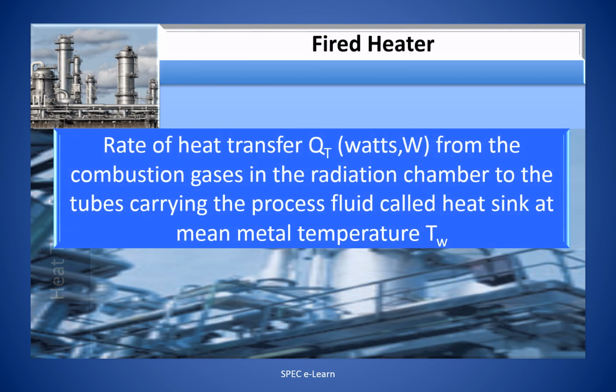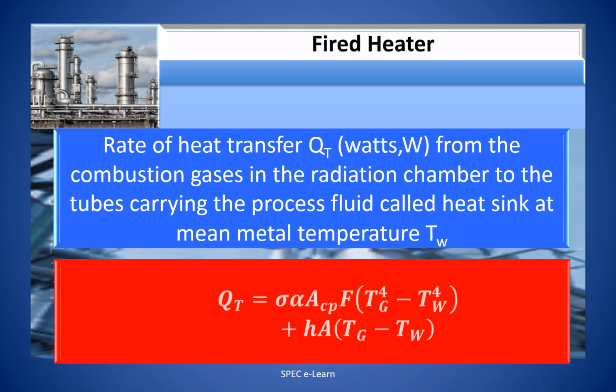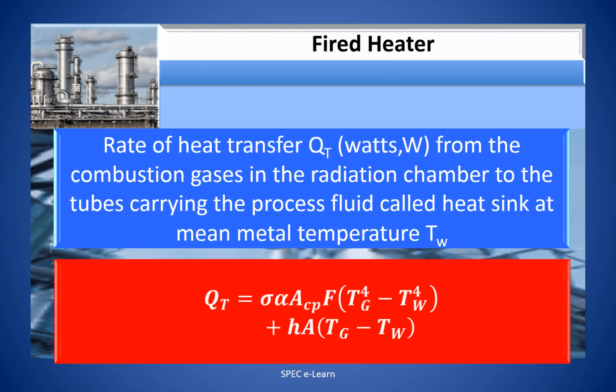The rate of heat transfer QT in watts from the combustion gases in the radiation chamber to the tubes carrying the process fluid, called heat sink, at mean metal temperature Tw is expressed as follows. QT equals sigma into alpha times ACP times F times Tg to the power 4 minus Tw to the power 4 plus H into A times Tg minus Tw.